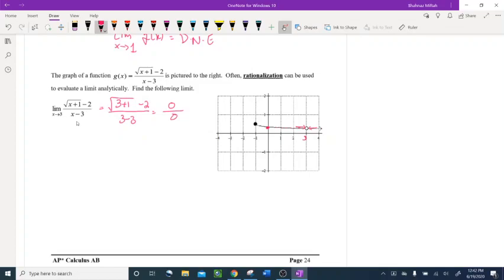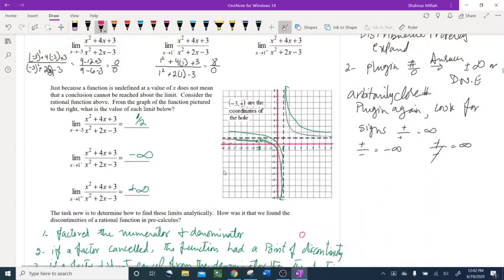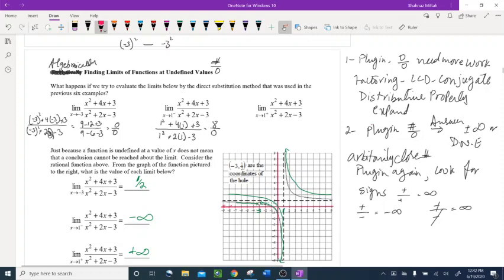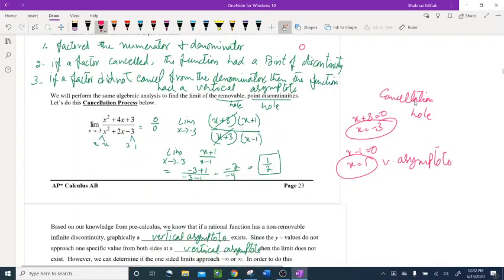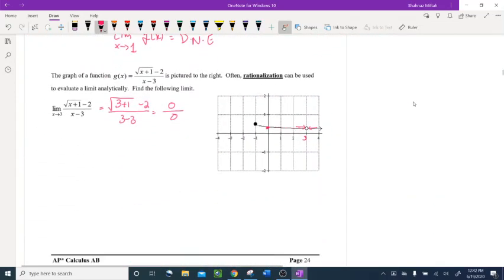I have a square root, and when you have a square root, all the time, you make sure that you do conjugate. Okay, you can factor, you can find least common denominator. There is no distributive property. You can expand the function. Conjugate is the only option you have here. So I'm going to do conjugate here. Okay, so let's do conjugate.